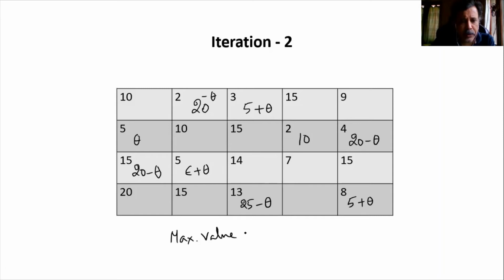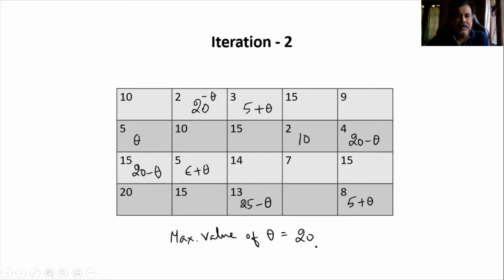Maximum value of theta is equal to, so wherever theta is getting subtracted, we will compare those numbers. Here it is 20 minus theta, 20 minus theta, 20 minus theta, 25 minus theta. That means the maximum value theta can take is 20 only, because it can't take 25. If I put 25, what will happen? These numbers will become negative, whereas quantities cannot be negative. So I should consider the maximum value of theta as 20 only.